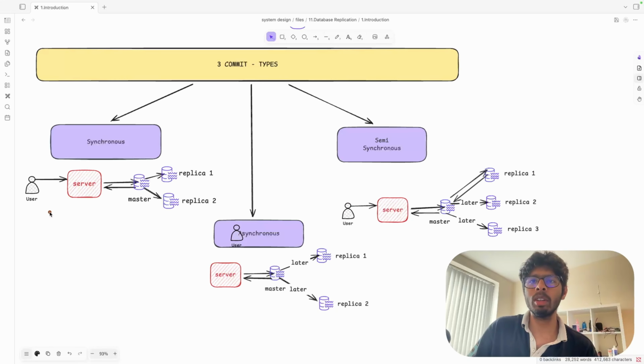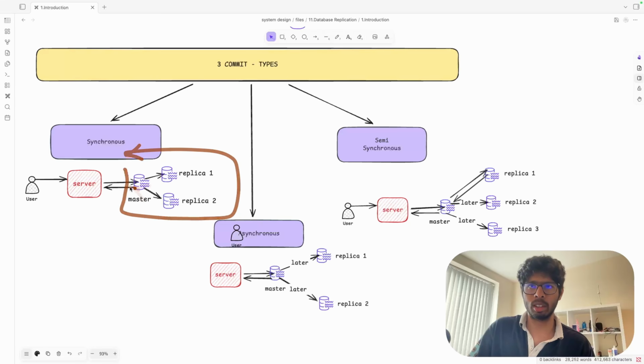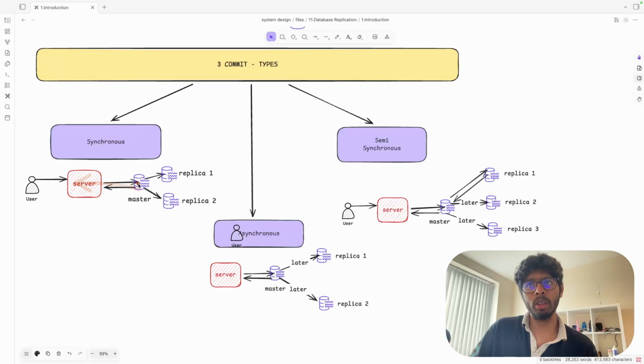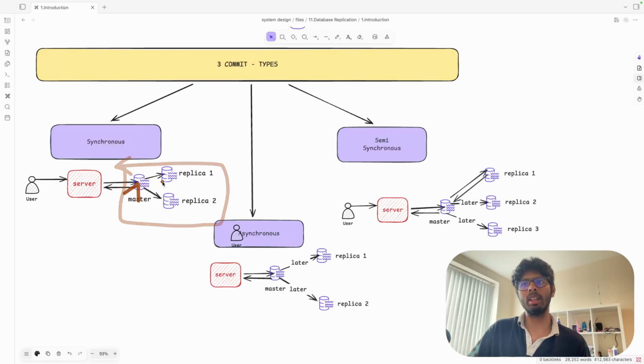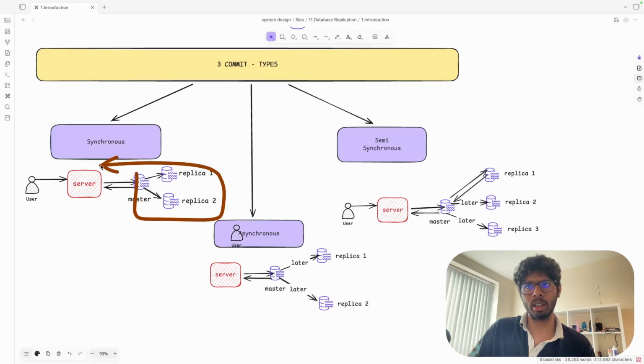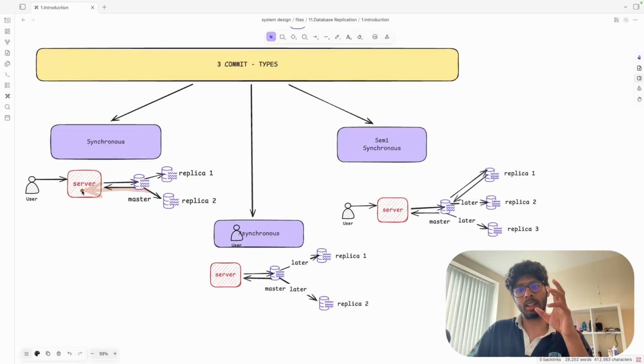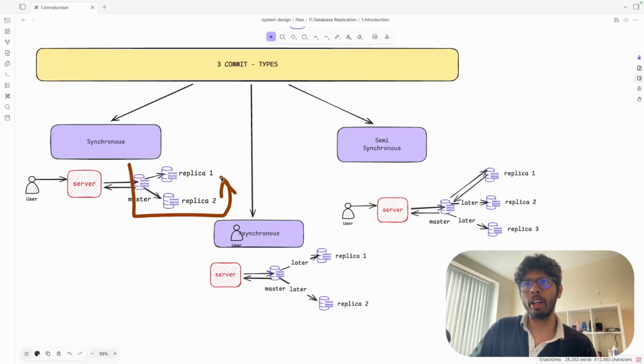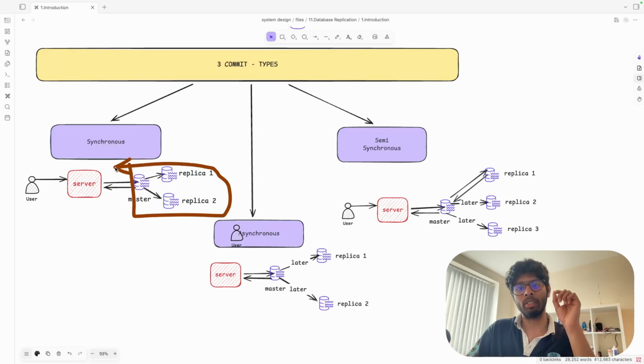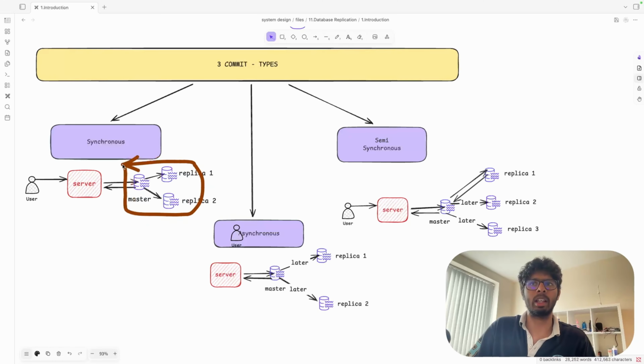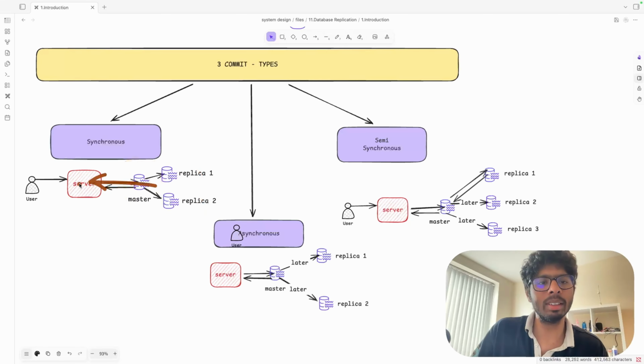So first of all, let's talk about the synchronous one. In the synchronous one, what is happening? The request comes to the master, but the master will not return back to the server directly. It will send the request to both the replicas, and when the write is complete in all the 3, the master and the 2 replicas, then we say that it is a synchronous write, because in all the 3 everything is in sync. We say the commit is possible only after it is in all the 3 databases. This is known as the synchronous one.